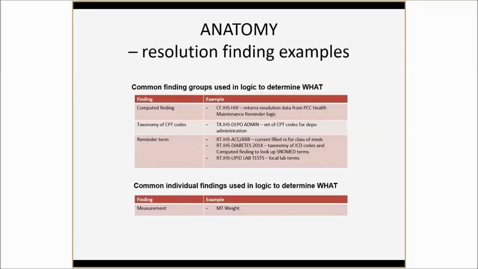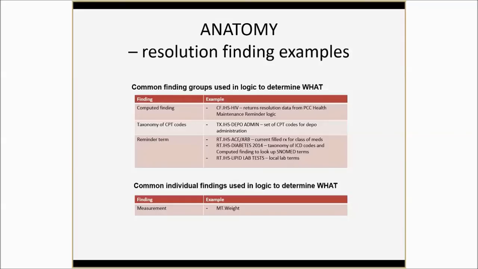Then you have the reminder terms, which could be, for example, ACE-ARB, which is going to be medications, or the diabetes codes. Because now that we have ICD-10 and we use SNOMED, you have to have a computer finding that's going to look at the SNOMED term of the particular ICD-10 code that you want to use to resolve your reminder.